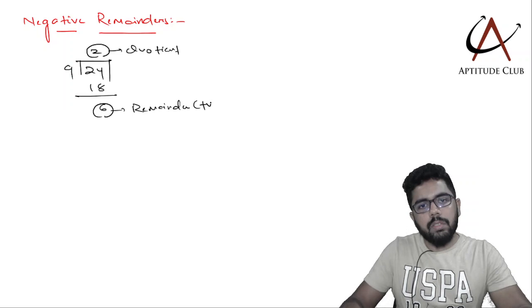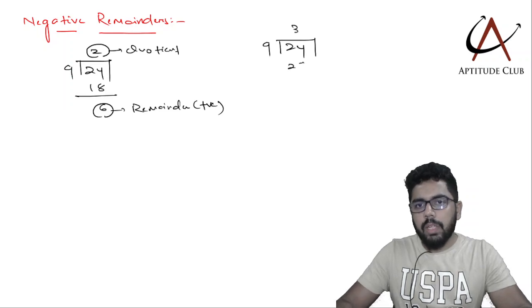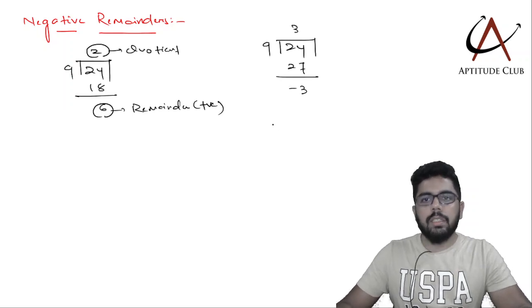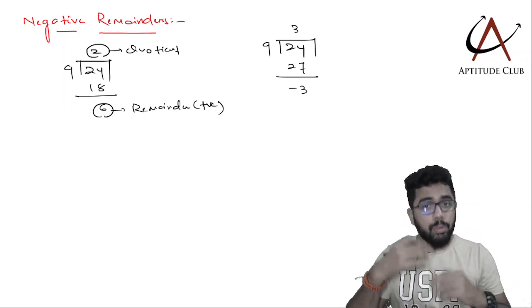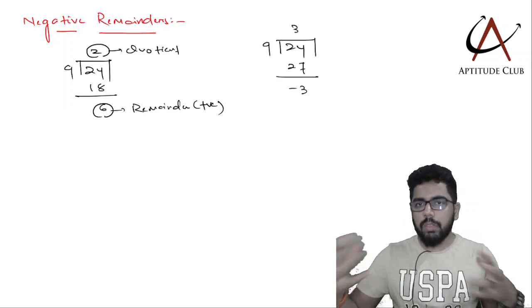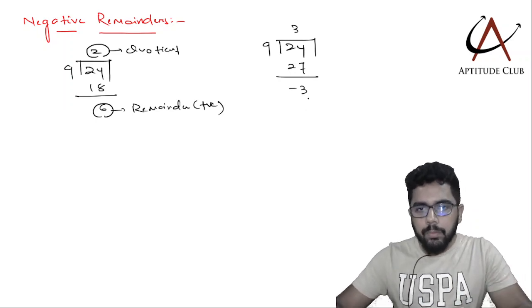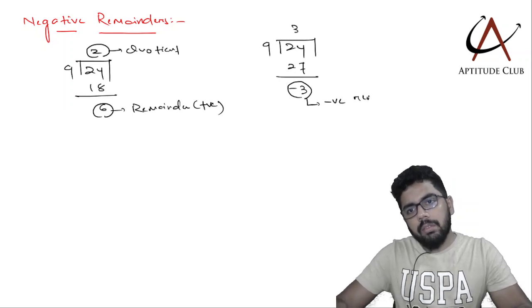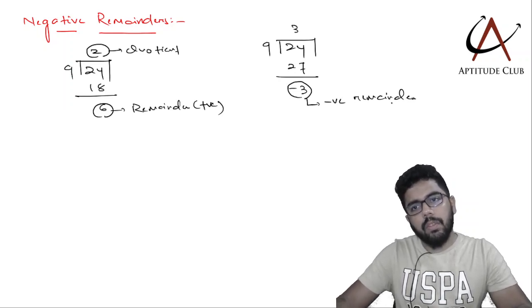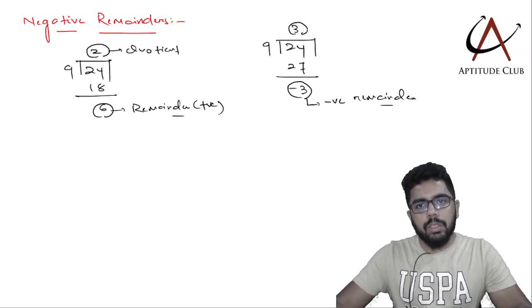But this is the positive remainder. Now can I not do this? This can also be mathematically correct: 9 threes are 27 and the remainder is minus 3. Although we don't usually do it and it is not the conventional way of dividing, mathematically it is not incorrect, it is correct. So this minus 3 we will call the negative remainder. Again, here 3 is the quotient.